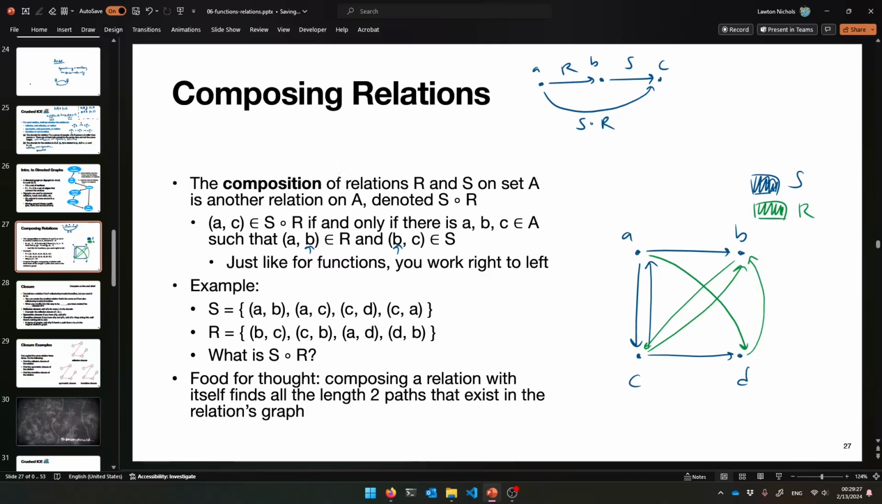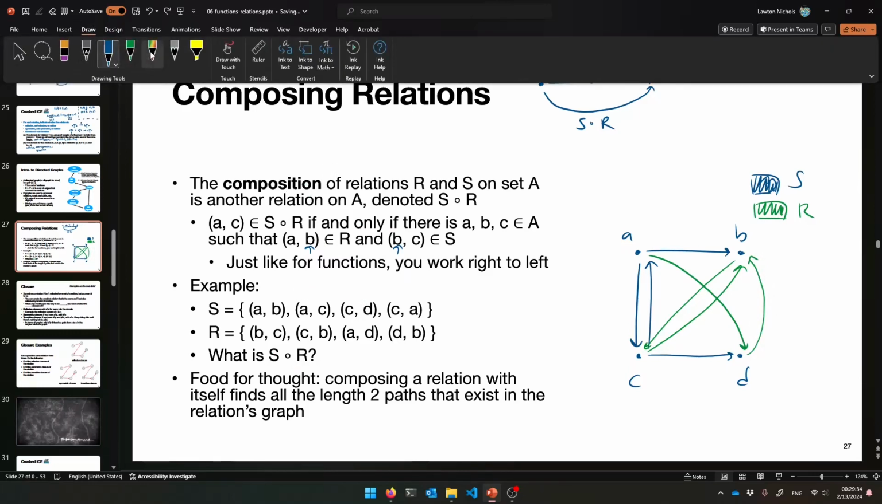And if we're going to do the composition, if we're going to try to do S after R, or S composed with R, you're going to go and find stuff in R first.